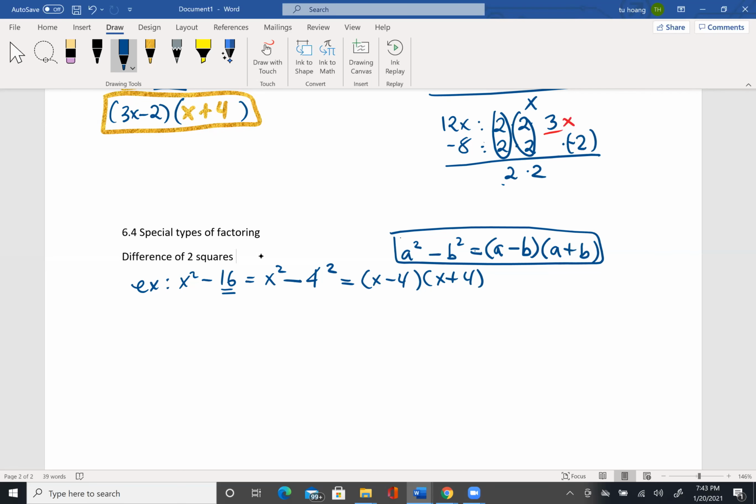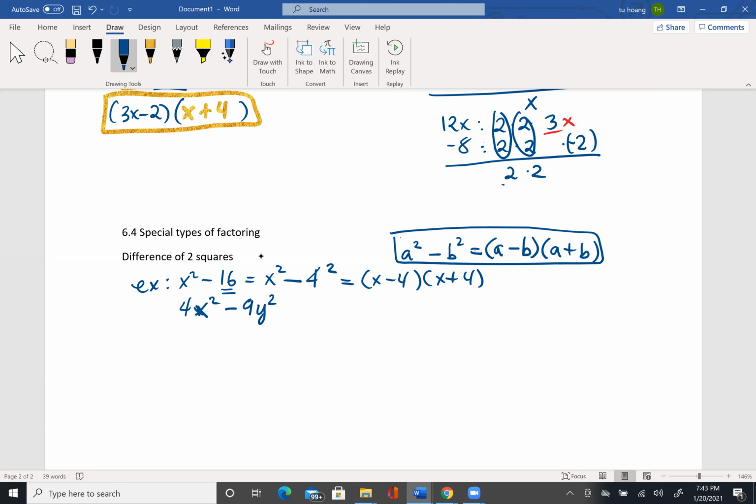Okay, done. Easy. Let's do another one. For x squared minus 9y squared. Okay.